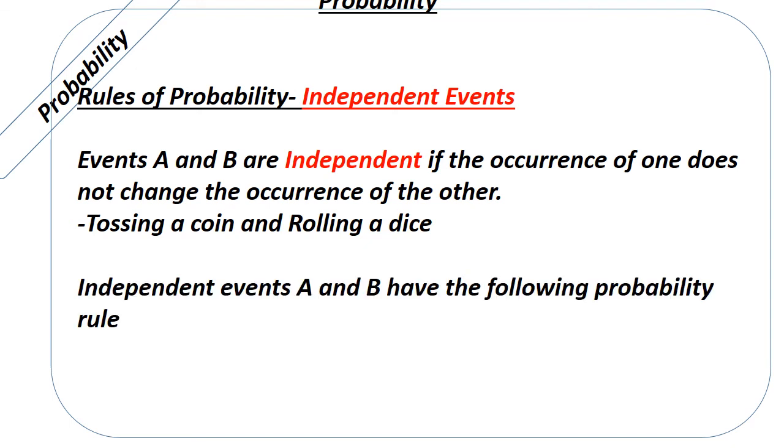So independent events A and B have the following probability rule. Probability of A and B is probability of A times probability of B. Again, in probability, the word "and" usually implies multiplying. So the probability of A happening and B happening is probability of A times probability of B. This is the rule that applies for independent events.